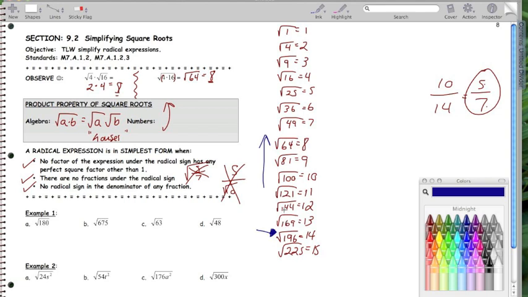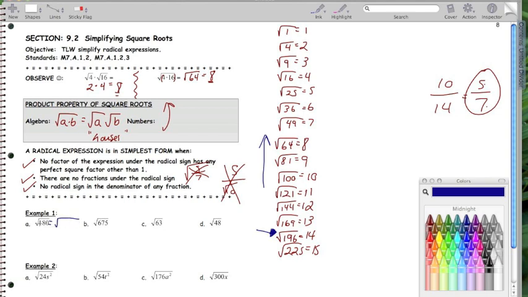180 divided by 144. Nope, I get a decimal. 180 divided by 121. Nope. 100. No. How about 81? No. 64. No. 180 divided by 49. Nope. 180 divided by 36. Oh, there it works. 180 divided by 36 is 5.